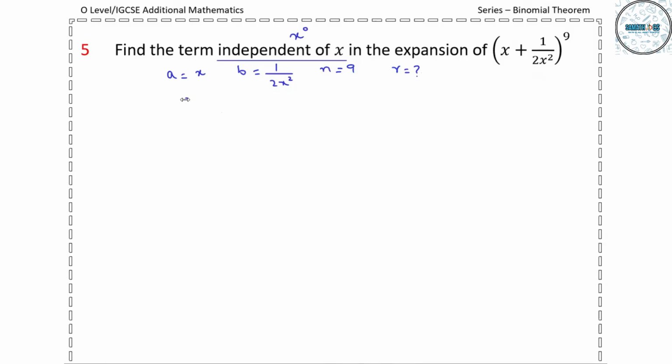We'll substitute these values. 9Cr, x power 9 minus r, 1 upon 2x squared with power r. Now we will simplify it. 9Cr will remain as it is as we don't know the value of r. x will be with power 9 minus r, 1 upon 2x squared with power r will be 2 power r and x power 2r.